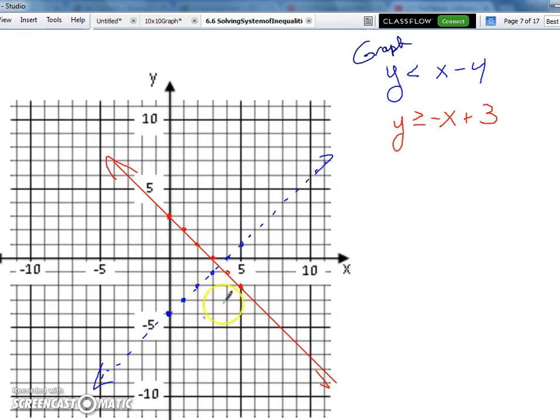And again, notice it makes 4 sections. 1, 2, 3, 4. 4 different sections. And you're only going to shade one of those. Again, it's got to be less than the blue. It's got to be greater than the red. So that's what we're looking for.